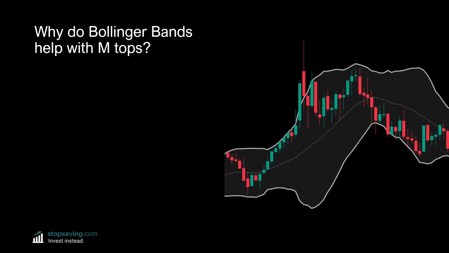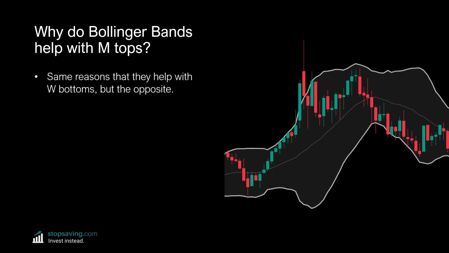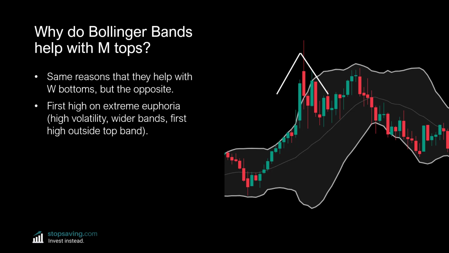At this stage, you're probably wondering why Bollinger Bands help us with trading M-topping patterns. Well, as I'm sure you've guessed, it's the same reason they help with W-bottoms, but the opposite. The first high typically happens with extreme euphoria. That means high volatility, wider Bollinger Bands, and the high is generally above the top Bollinger Band. In other words, it's an extreme move.